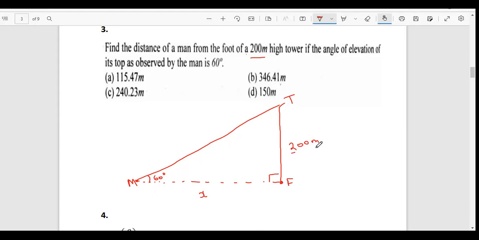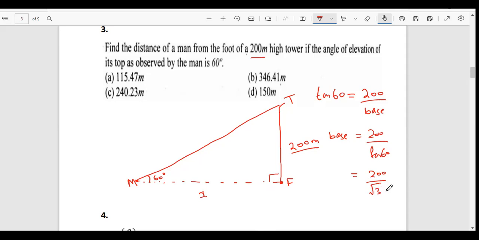Again, you have the perpendicular side. You need to find the base. So it would be tan 60 equals perpendicular divided by base, which we need to find. So base is equal to 200 divided by tan 60. And tan 60 is, please do not use your calculator, it is root 3.